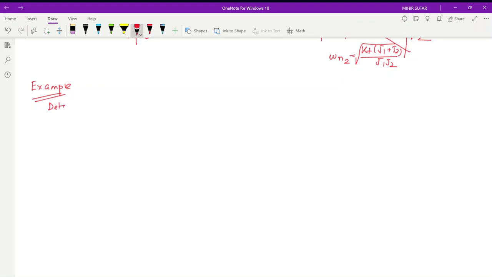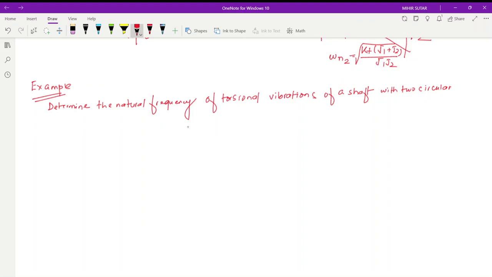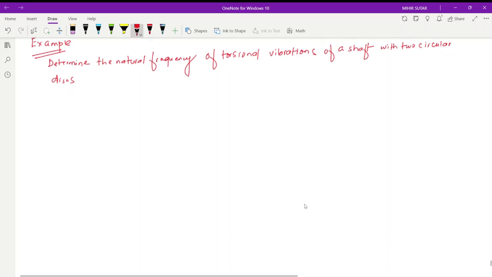Let's say it is given, determine the natural frequency of torsional vibrations of a shaft with two circular discs of uniform thickness at the ends.